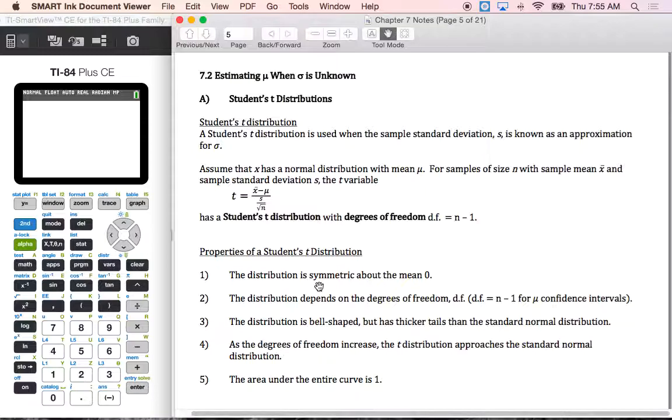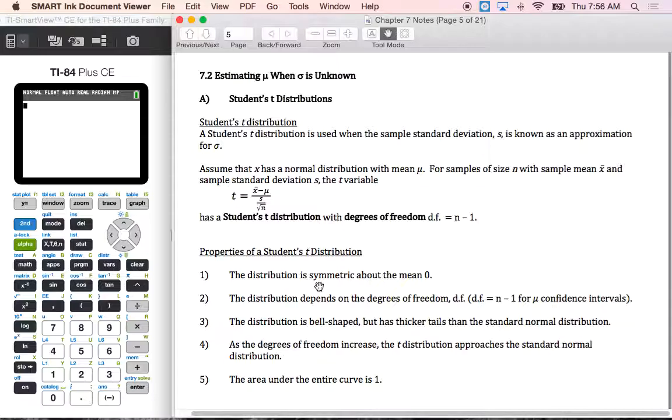We use that when the sample standard deviation, S, is known as an approximation for our sigma, the population standard deviation. Again, you have to use this table if you don't know sigma. So if you're not sure what sigma is, if they don't tell you in the problem, you have to use the student's T distribution, so the T table. Now, they give you a formula to find what T is equal to, but we can do everything on our table and with our calculators. So you will not have to physically figure out what that T value is.